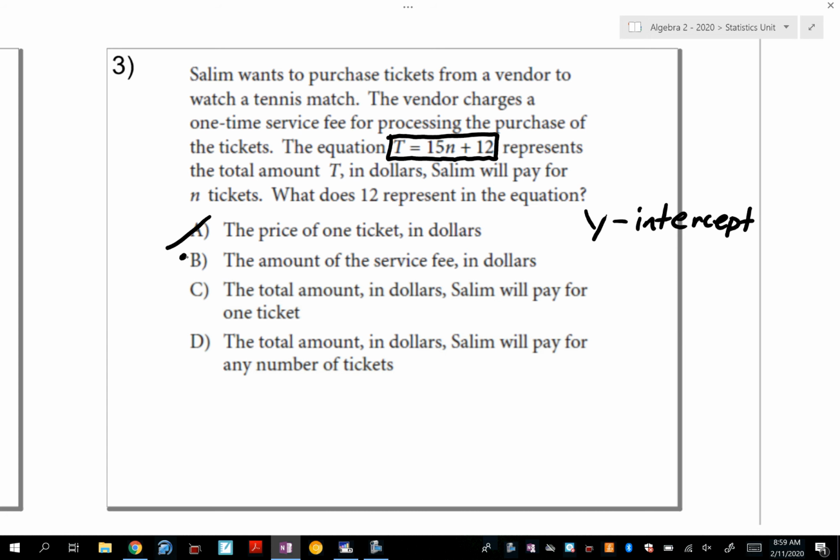The total amount in dollars Salim will pay for 1 ticket. Again, no, we're talking about 0 tickets. The total amount in dollars Salim will pay for any number of tickets. No, that's what the entire equation represents. So the only one that makes sense here is B, the amount of the service fee in dollars. Because remember, the service fee is going to get tacked on no matter if you buy 0 tickets or any number of tickets. So that's why the 12, the y-intercept, is the service fee.